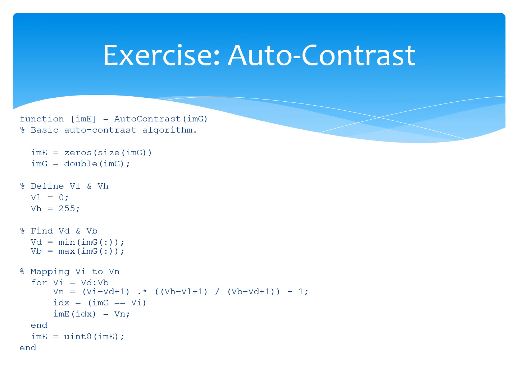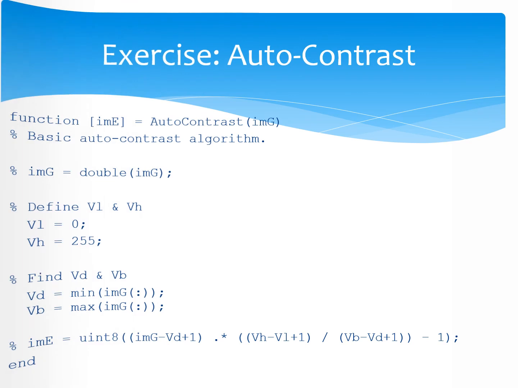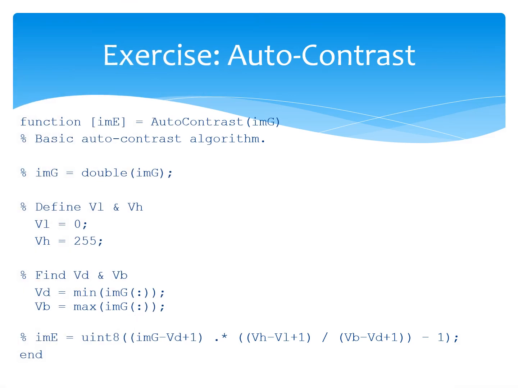Once all Vi have been converted to Vn, we need to convert the matrix IME, which holds the enhanced image, to uint8 data type. In fact, we can further simplify our code if we utilize MATLAB matrix operation as shown on the screen.